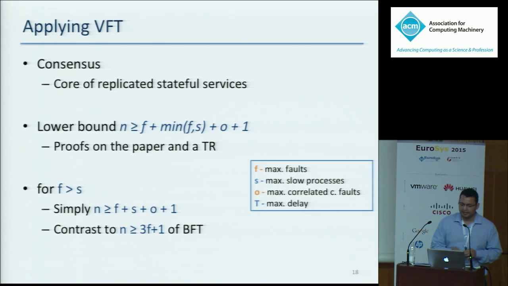But what is interesting here is that for the special case where f is greater than s, this inequality could be simply rewritten as f plus s plus o plus 1, which contrasts to BFT's 3f plus 1. That means that the size of the system grows slowly if you want to increase the number of captured faults in the system.